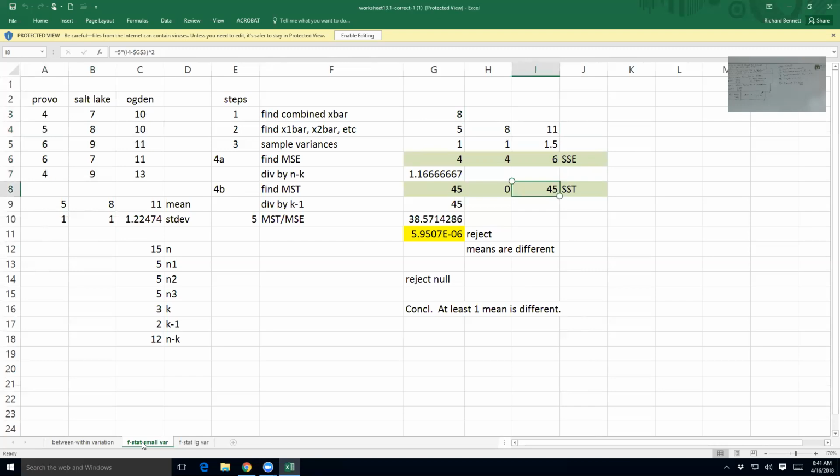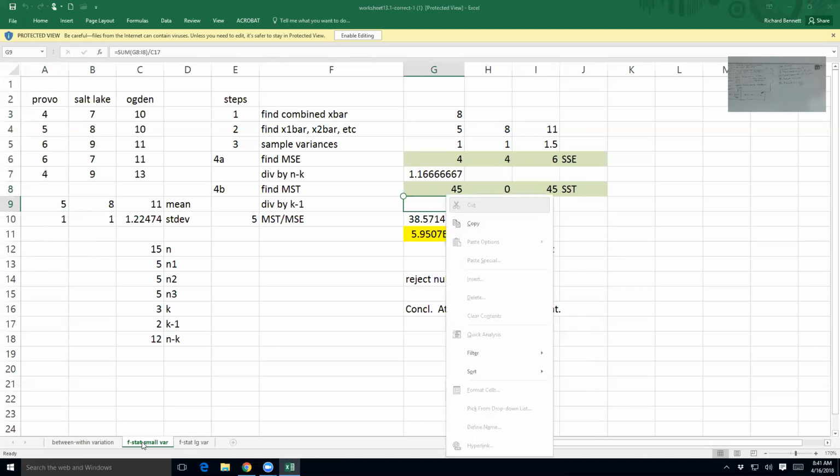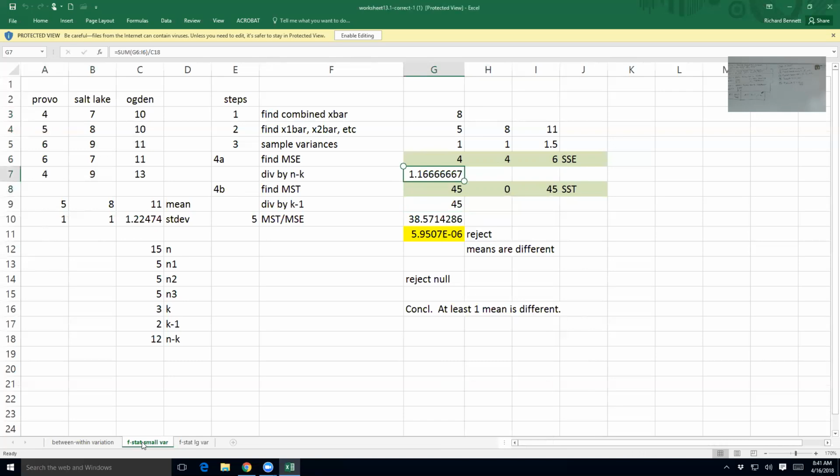Now with my SST, just to add those up. I'm going to add up the 45, the 0, and 45, which is 90. I'm going to take that 90 and divide it by k minus 1. I've got 3 samples. 3 minus 1 is 2. 90 divided by 2 is 45. All right, so I'm taking my 45 and dividing that by my n minus k. 45 divided by 1.1666 works out to be my F statistic, which is 38.57.